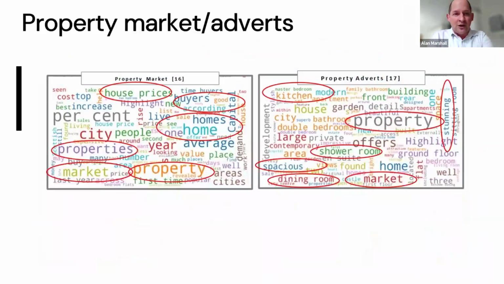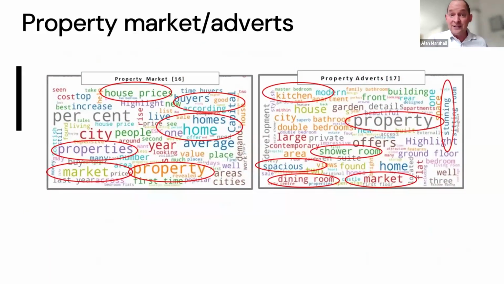Here are a couple of word clouds which are linked to the property market. So we thought that the vibrancy of the property market would indicate the attractiveness of a place to live, so might get at the reputation of a particular neighbourhood. And you can see words here like house prices, properties, spacious, dining room, market, which indicate the individual words that led us to naming these word clouds in this way.